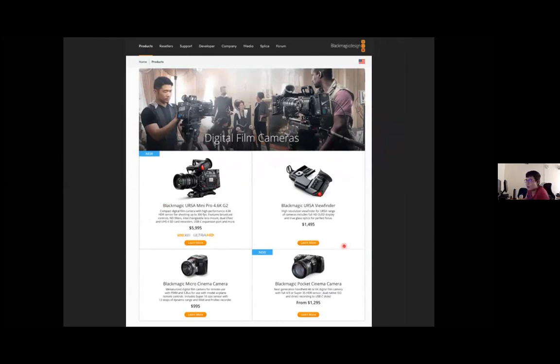And then they also have the cost-effective option. It's called the Blackmagic Pocket Cinema Camera. Not very expensive. It's only $1,295. It's the most cost-effective camera that I've ever seen in the world. So small and so good.